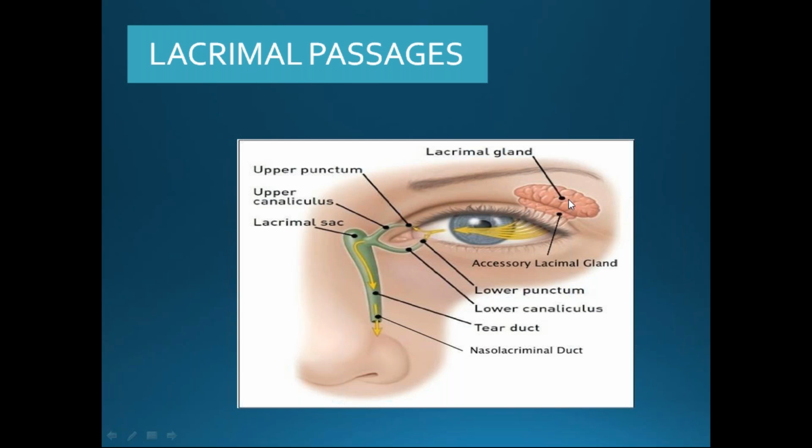Lacrimal passages. This is the orbital part of the lacrimal gland, and this is the palpebral part of the lacrimal gland. These are the lacrimal ducts which traverse through the palpebral part of the lacrimal gland. This is the superior fornix, and this is the inferior fornix. The tear fluid which is secreted will pass through the superior punctum, inferior punctum, superior canaliculus, lower canaliculus, common canaliculus, lacrimal sac, fundus, body and neck. This is the drainage of the tear fluid.